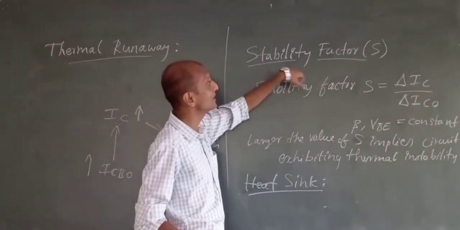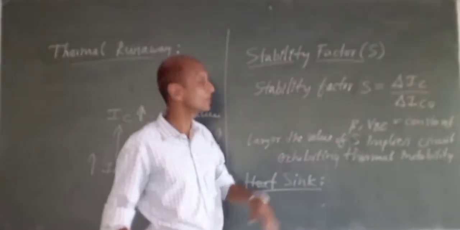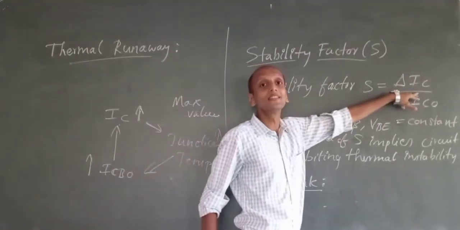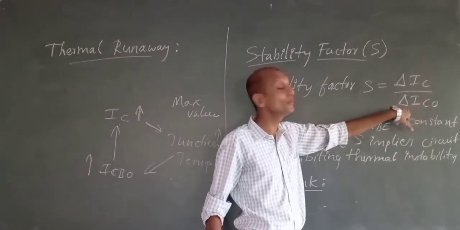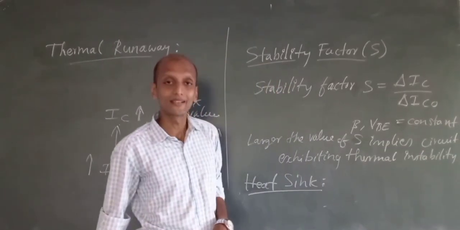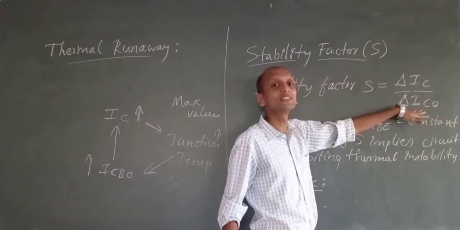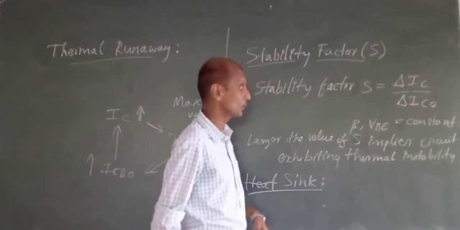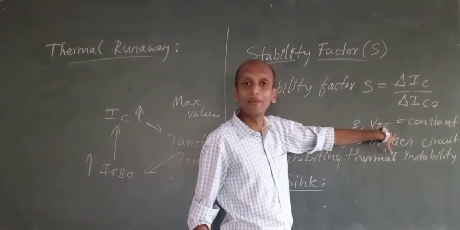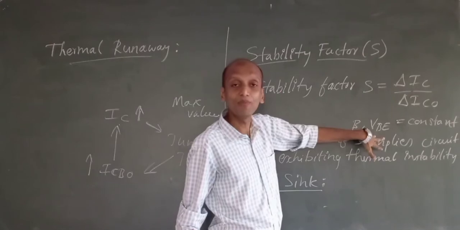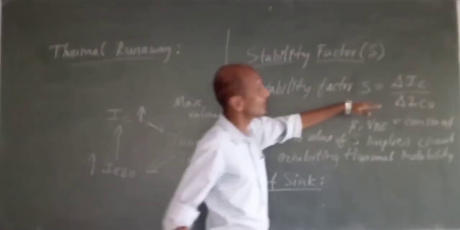Stability factor. We will call it S. Stability factor is nothing but the ratio of what? The small change in the collector current to the small change in the leakage current (ICO), at constant beta value and constant VBE. So beta and VBE will be constant, and then we take the ratio for stability.